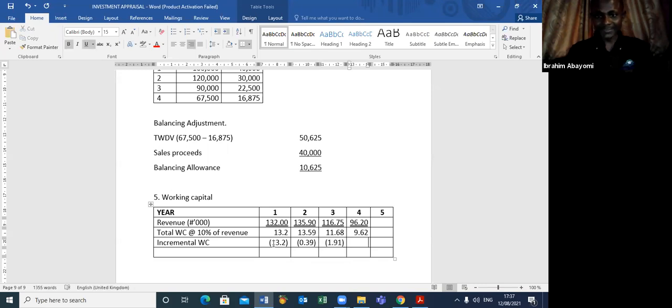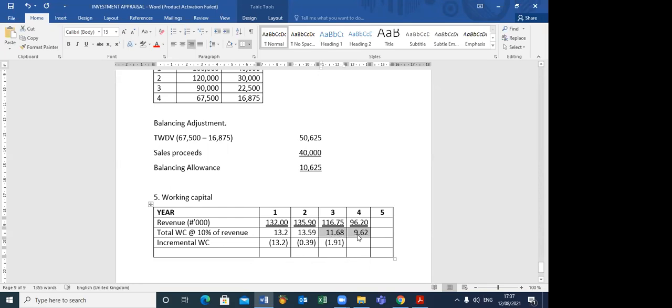And in year 4, what has happened? In year 3, my working capital was what? 11.68. But in year 4, it is what? 9.62. What has happened? Working capital has decreased. Can you see that? The working capital has decreased.